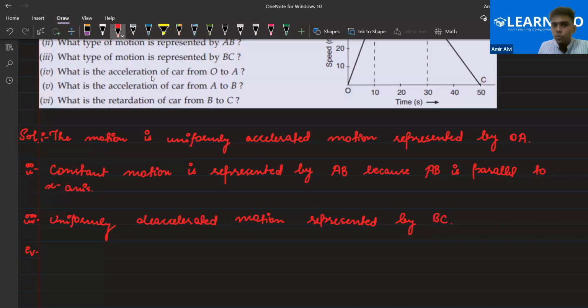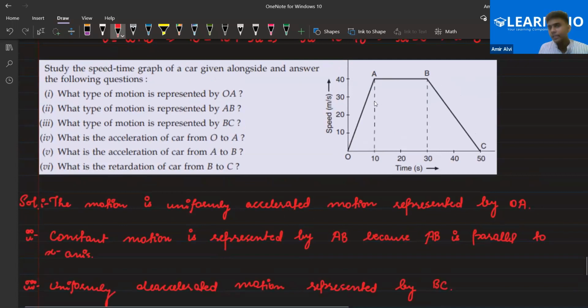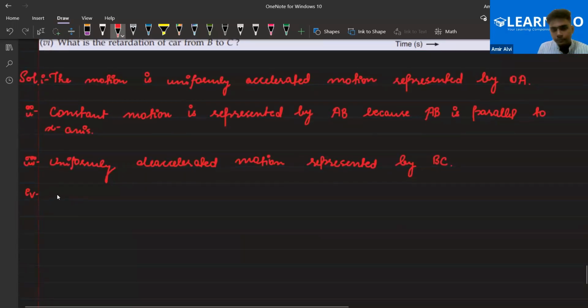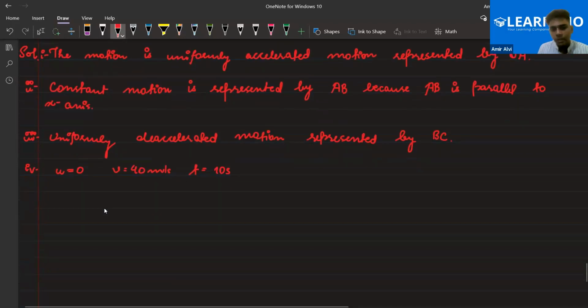Okay. So the next question is, what is the acceleration of car A from point O to A? We have to find the acceleration. It has started from 0, so the initial velocity of this movement is going to be 0. Yes or no, everyone? At point A, the velocity is 40 meter per second, and the time taken is 10 seconds because time is given in seconds, right? So initial velocity is 0, v is 40 meter per second, time taken is 10 seconds.